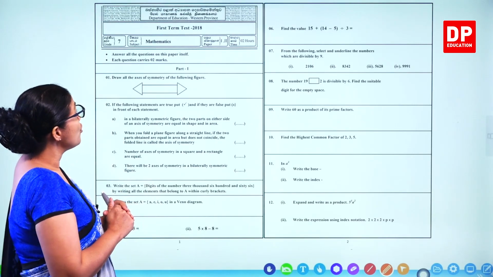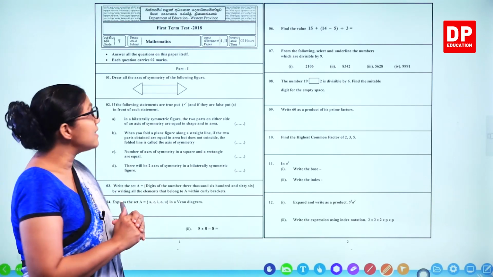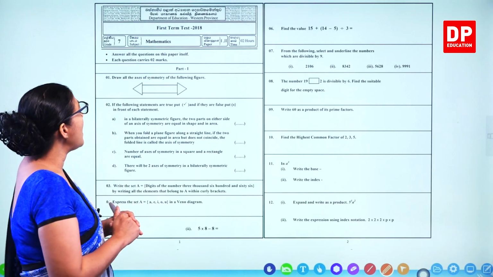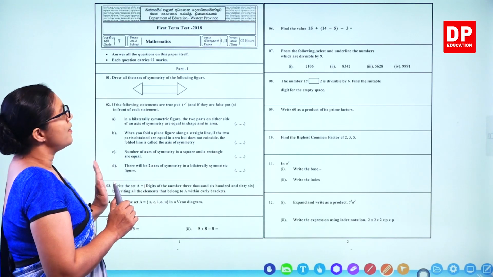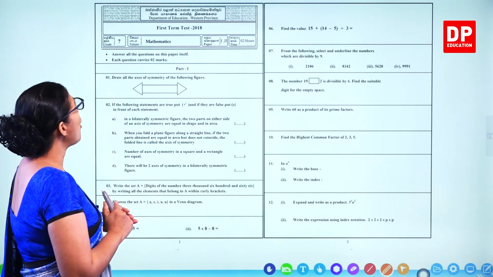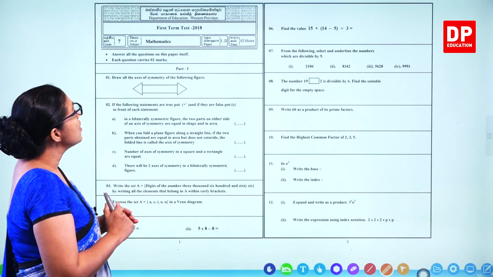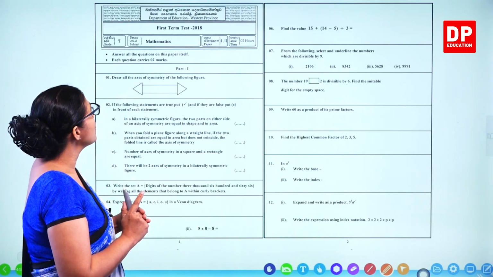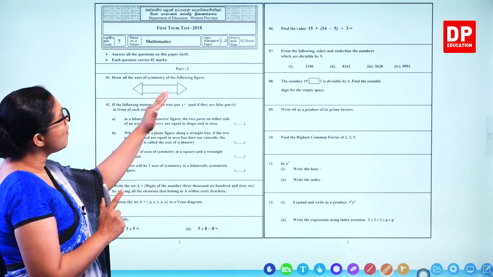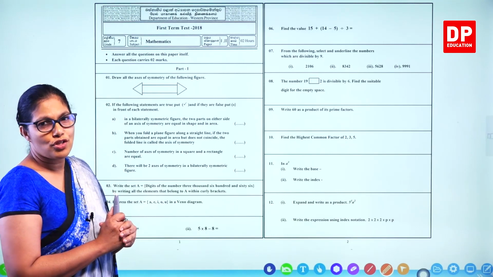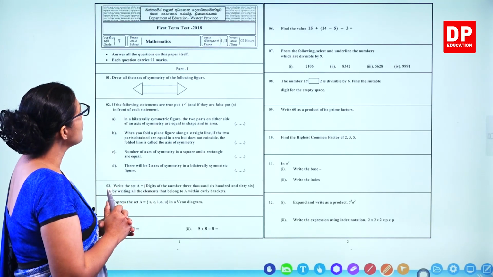So today I am going to do the first term test 2018, Department of Education Western Province paper. You get 2 hours for that and there are 2 parts, part 1 and part 2. Part 1 has 20 short questions, and in part 2 you have to do the first question and any 4 questions. You can give answers in the spaces provided here. Each question is worth 2 marks in part 1.